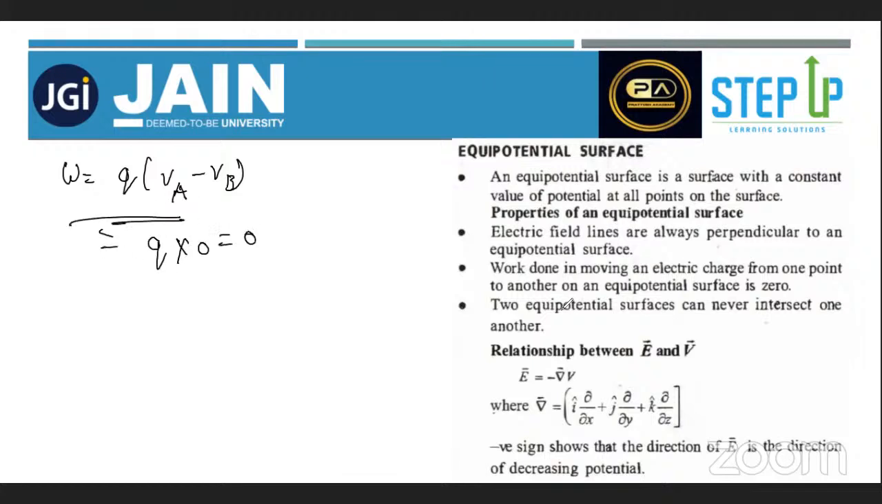So for equipotential surfaces, the potential is the same, and the work done will become zero because it's Q times zero. So that's how we'll interrelate this. And this is the value for E with dV.